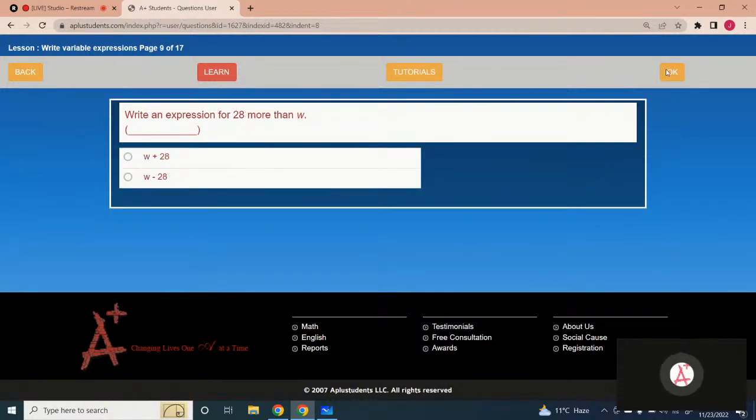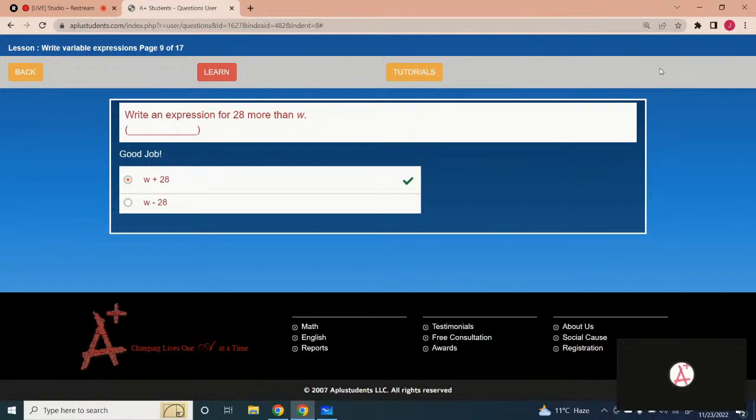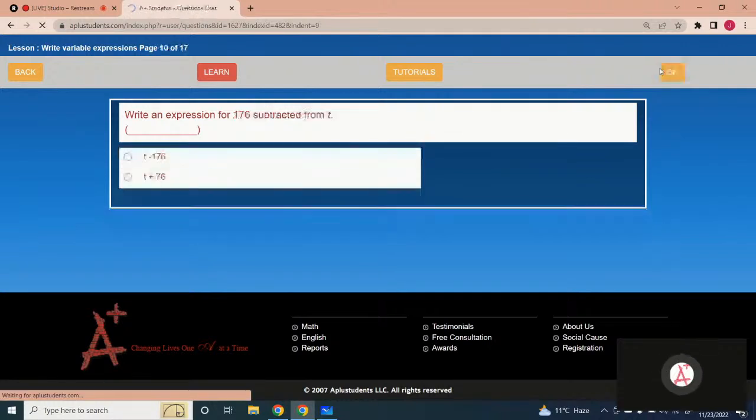Okay, write an expression 28 more than W. That means you have to add 28 to W. So it would be W plus 28. Just select the correct option and click on the OK button. Okay, you can complete the test by yourself later today. Let me just move on to the next topic.